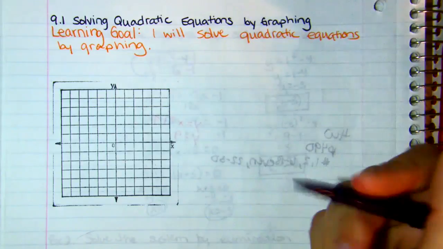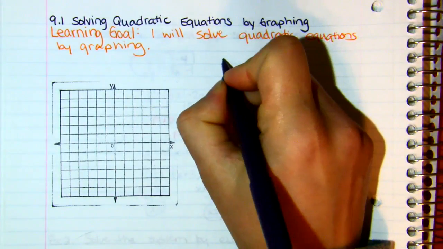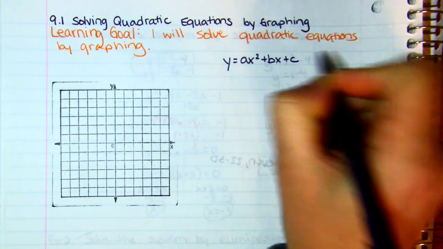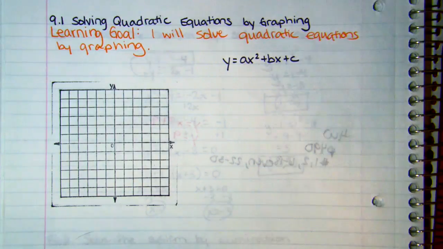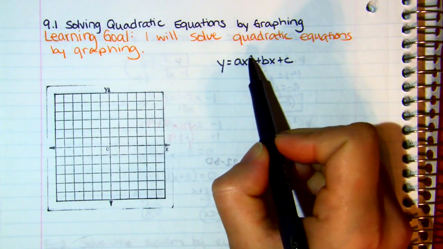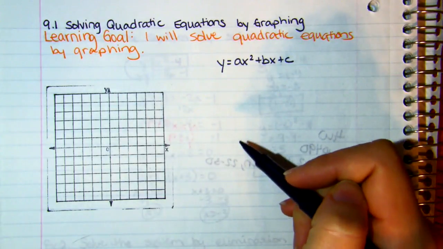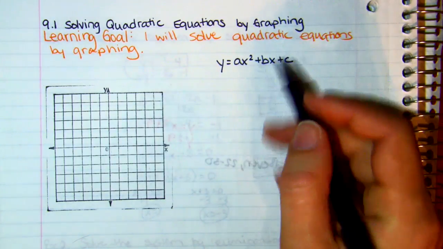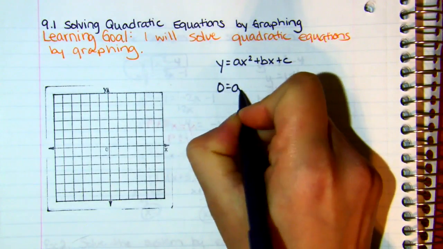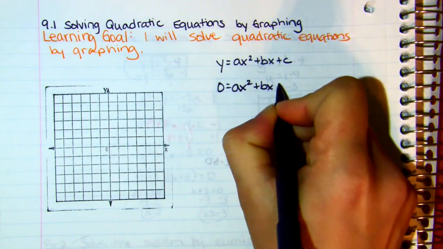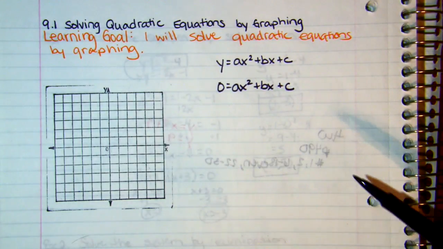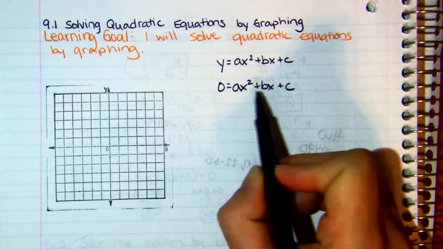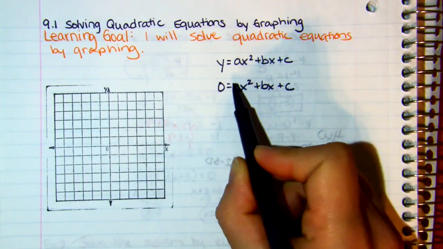So far you've been graphing quadratics, and remember that the standard form for a quadratic looks like this: ax squared plus bx plus c. It's quadratic because our x is raised to the second power. That's the highest degree that we have here. So a quadratic equation is going to be a situation where we're going to have 0 equals ax squared plus bx plus c. So basically what we're doing when we are solving quadratic equations is we are looking for the values for x to make this whole thing equal to 0.